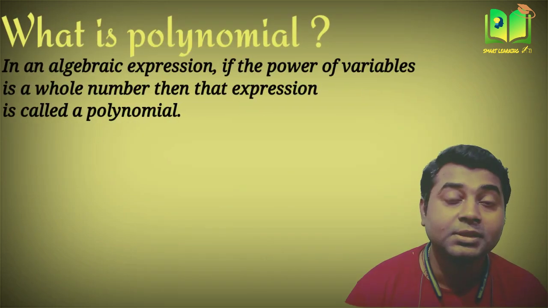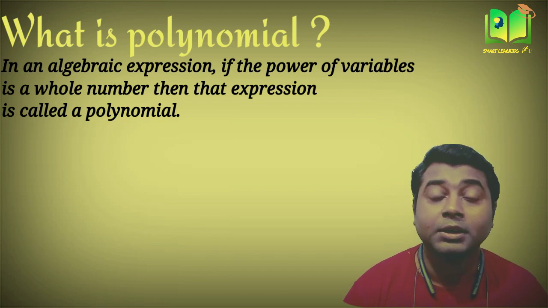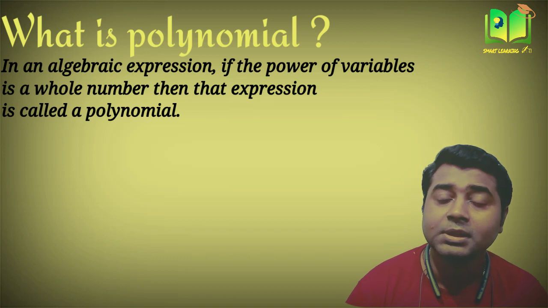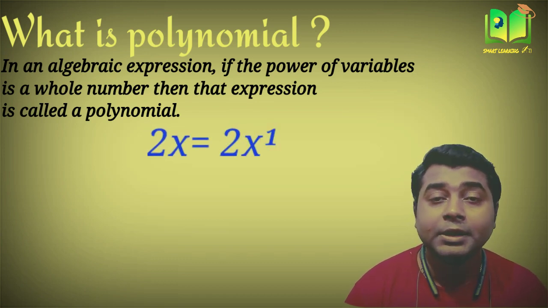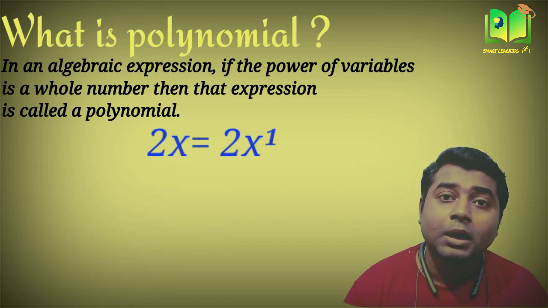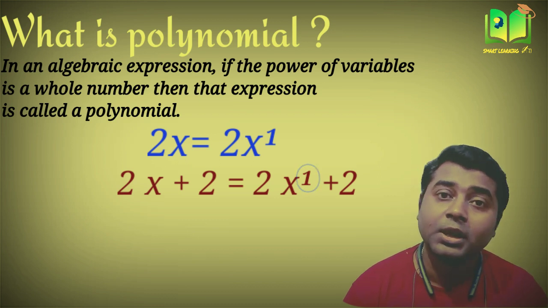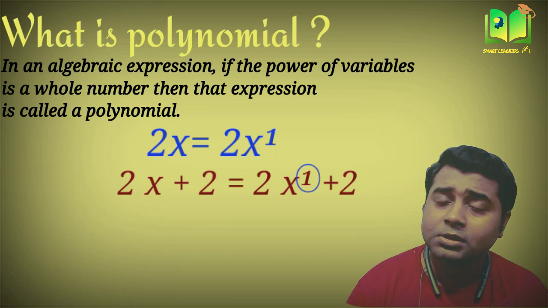We will say this equation is a polynomial when the degree of the equation is a whole number. Means, see here 2x, the degree is what? Degree of x is actually 1, which is a whole number. So 2x is also a polynomial. Second, I told you 2x plus 2. Here also the degree of x is 1. It is also a polynomial.